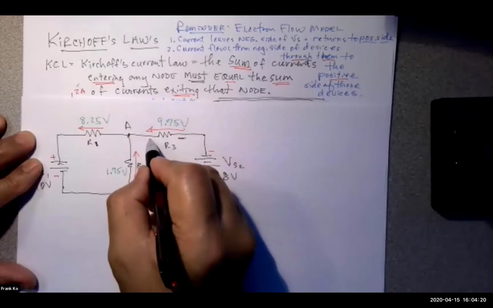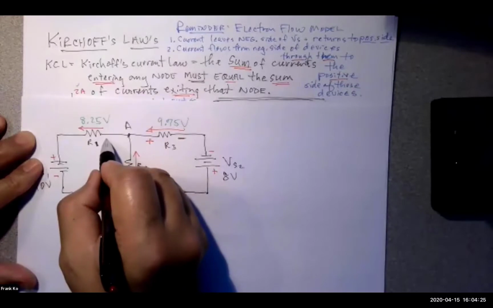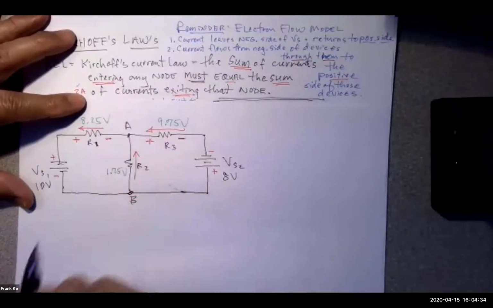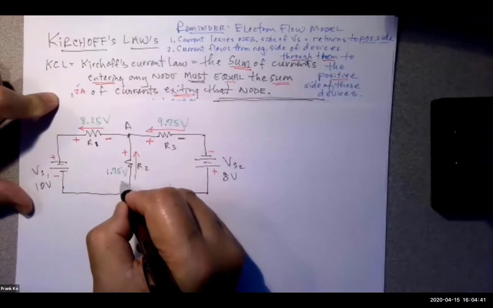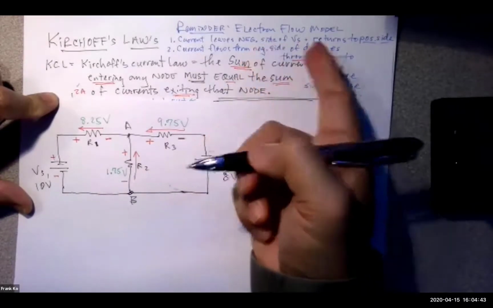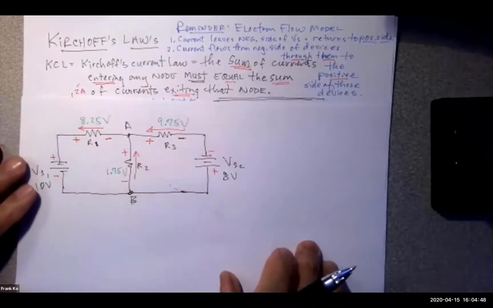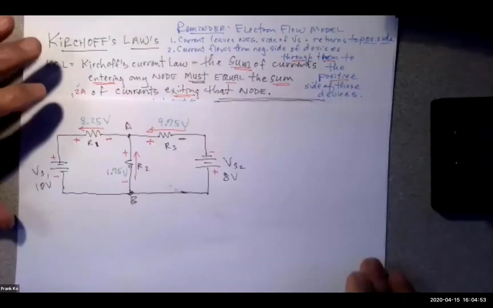What should this side be? Positive. And R1, what polarity should this side be? Negative. This side should be? Positive. Okay, now how about R2? What polarity is the top of R2? Positive. And the bottom should be? Negative. Because it flows from the negative to the positive, from the bottom to the top, the bottom has to be negative. Are we clear on that? Yes. Okay. Now let's go ahead and check our loops.